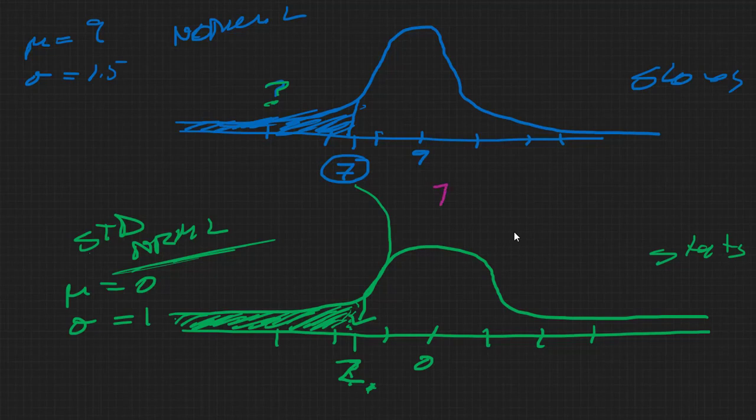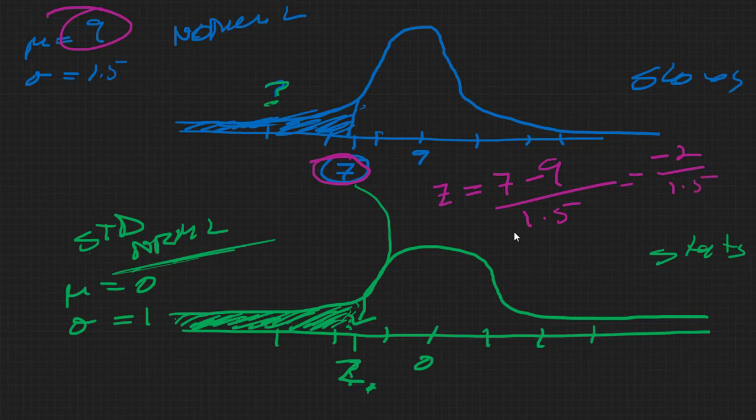So now I do a z-score, or a z-stat, or a z-conversion, which is equal to, in this case, x. What's my x? X is 7. 7 minus mu, mu is 9, divided by 1.5, and that is equal to 7 minus 9 is negative 2 over 1.5. Why is it negative? It's negative because here's my mu right in the middle, and I'm on the left-hand side, so it's going to be negative. That makes perfect sense.